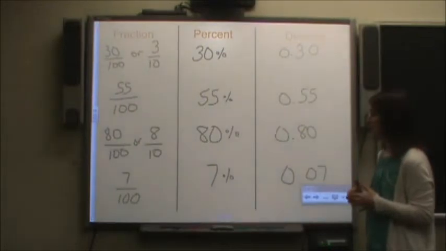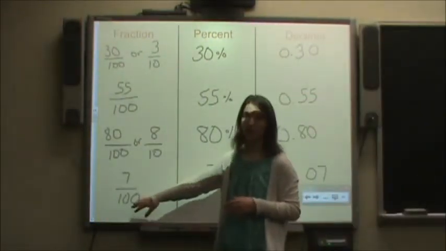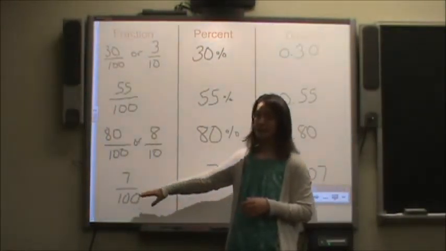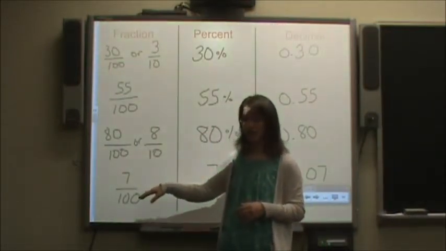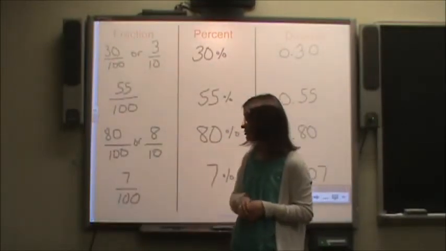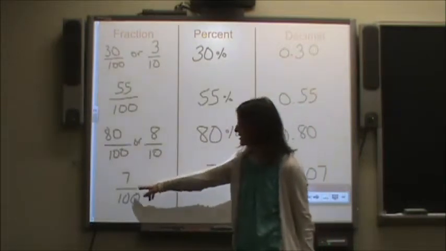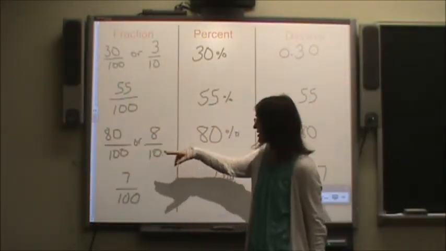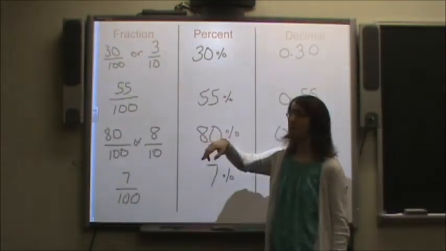So anytime that you have a fraction that is over 100, so your denominator is 100, the number that's your numerator is automatically the number that you can use as your percent, because a percent is out of 100. So if your fraction is also out of 100, it automatically goes without saying that your numerator is going to be the percentage. So as you can see, 7 over 100, 7%. 80 over 100, 80%. 55 over 100, 55%.